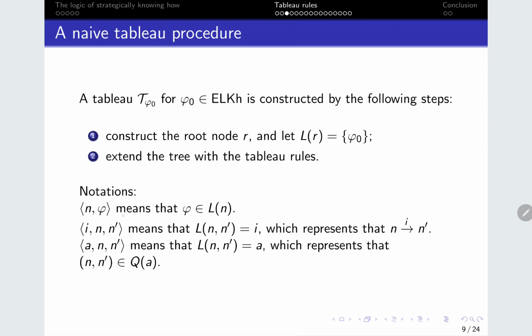There are three kinds of terms for the Tableau rules. The pair n, phi means phi is labeled on the node n, and the triple n, i, n prime means the edge to n prime is labeled with the agent i, and the triple n, a, n prime means the edge to n prime is labeled with the action a.